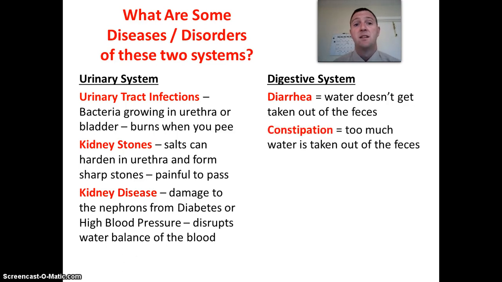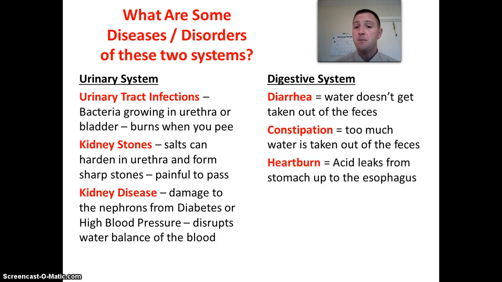Constipation is the other situation where too much water is taken out of the feces. It gets really hard, and it's hard to go number two. Okay? There are certain foods you can eat that naturally help stimulate you to poop, like prune juice. Okay, but diarrhea and constipation are opposite sides of the same problem. How much water is in your feces?